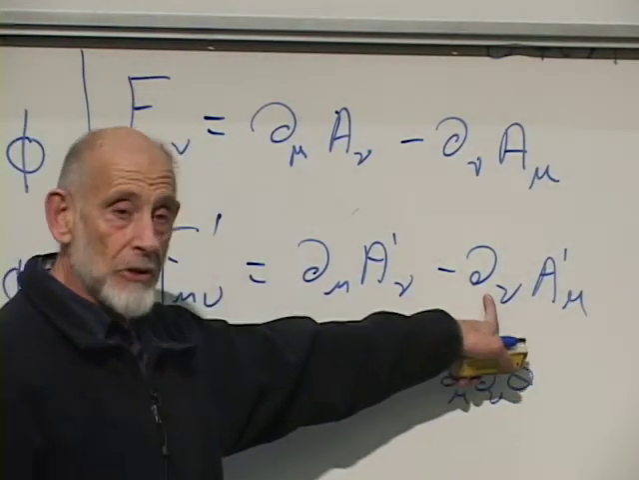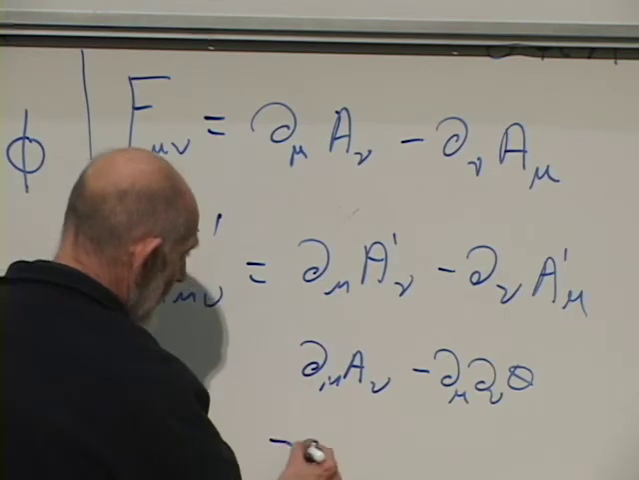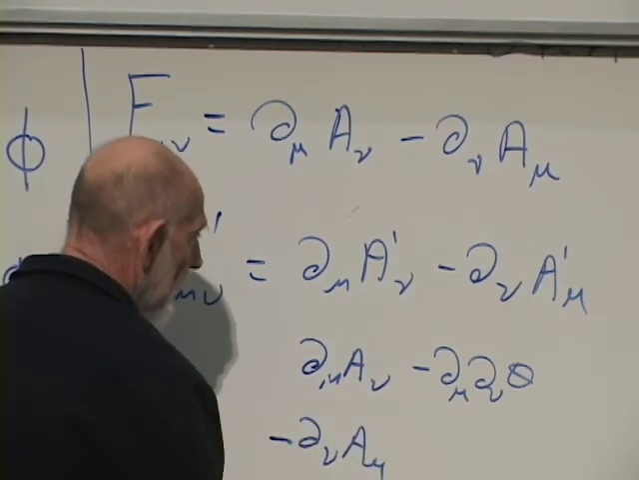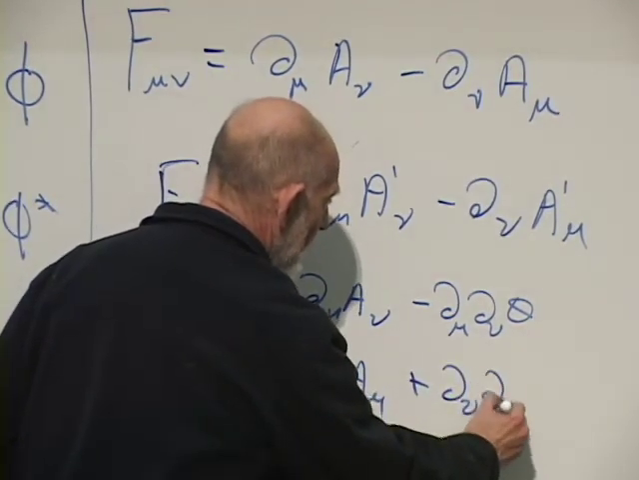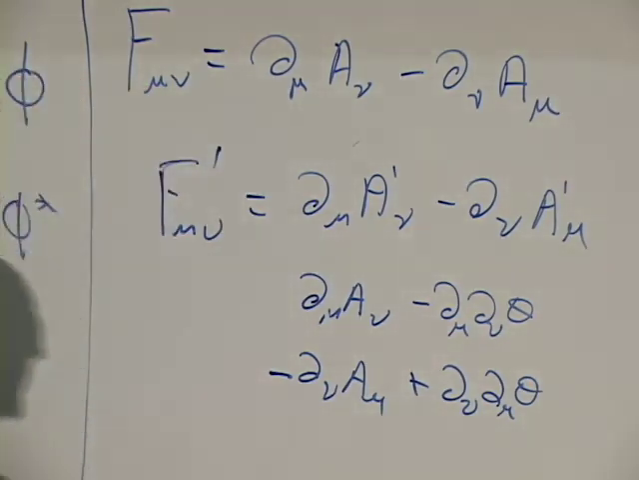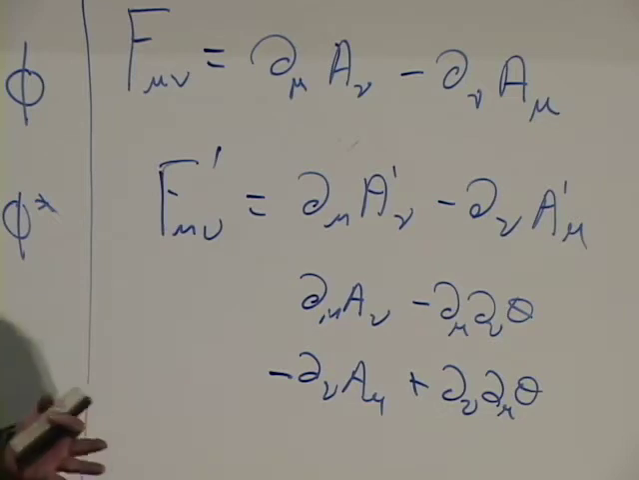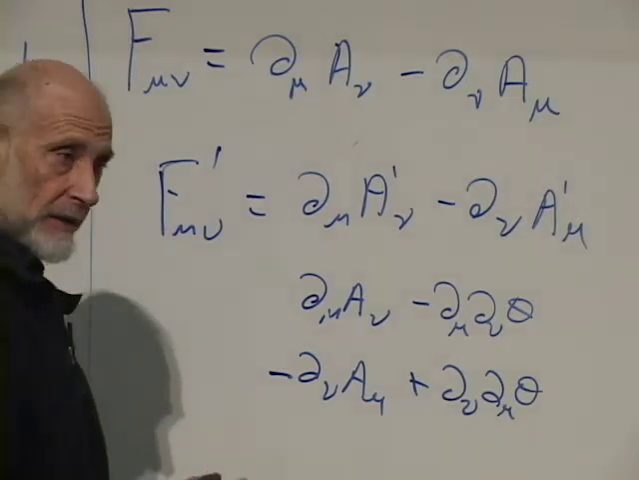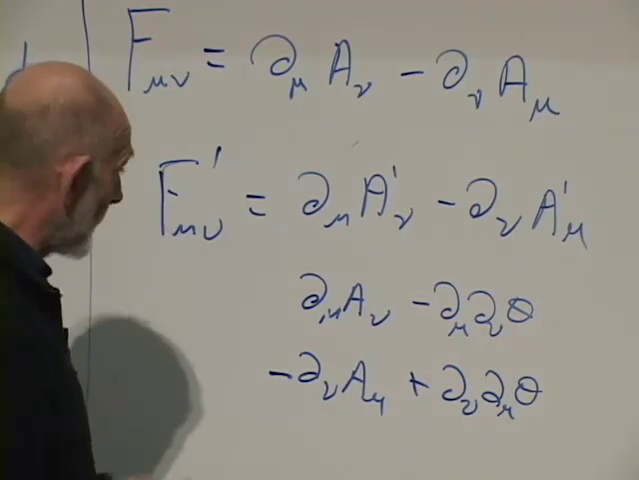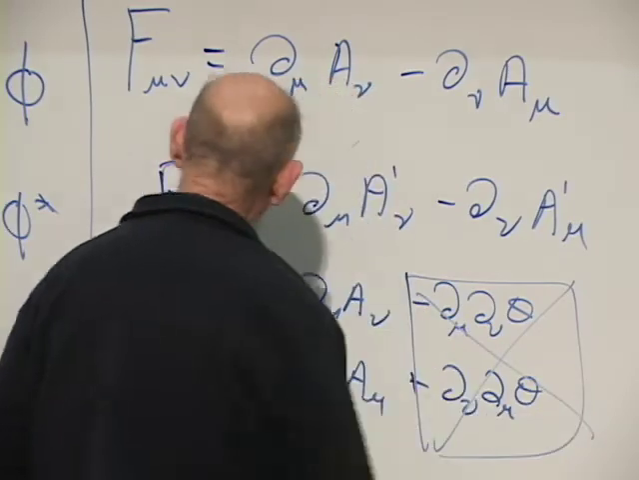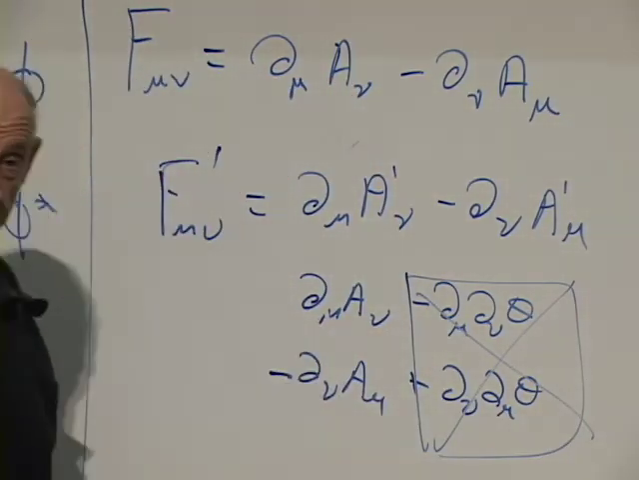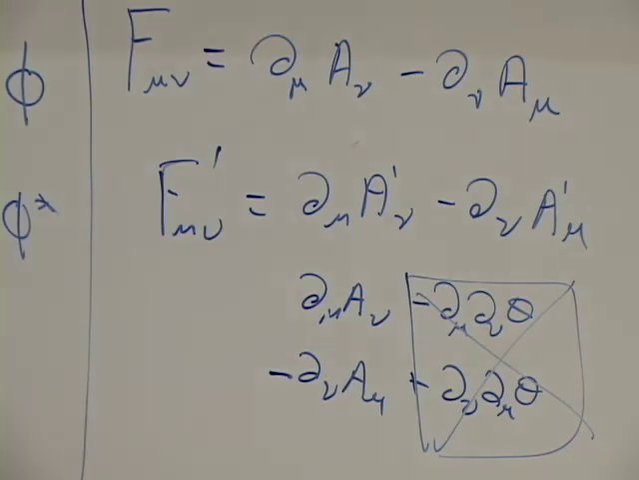What's going to happen when I put this term in? It's going to subtract derivative nu of a mu, and then it's going to add plus d nu d mu of theta. Okay, but d mu d nu theta is the same as d nu d mu theta. It doesn't matter which order you differentiate in. This is just the fact that the order of differentiation, partial differentiation, is immaterial. And so this cancels. And what do we find? We find that F prime is the same as F. This is F. So the electromagnetic field tensor is gauge invariant.